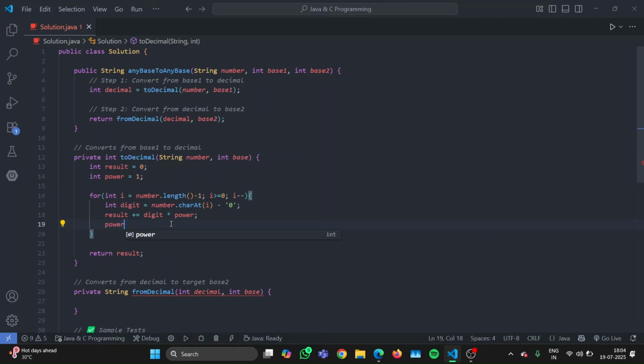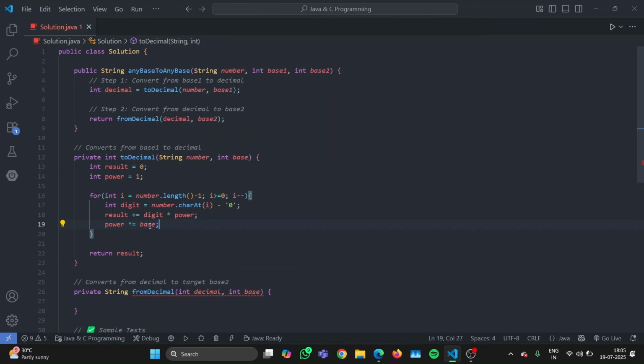Then we have to increment the power with the power of base, because when we try to convert any given base to any other given base, the power of the place value increases by the second number system. Here, the second number system is the given base, and the first number system is to convert the number from decimal. So that's why we need to keep this in mind.